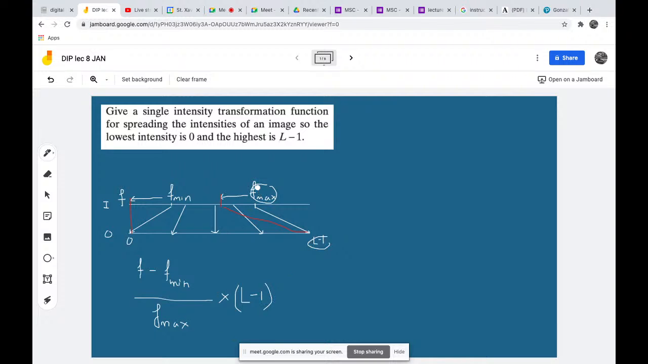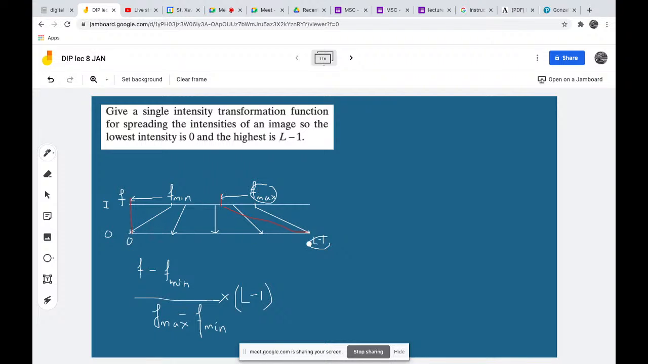Not this f minus. You will get a new f max. I should be more specific. So when you say f minus f min, this will shift here. F max minus f min, this will shift over here. So you take the ratio of this to this and multiply with this. So everything will be scaled here.